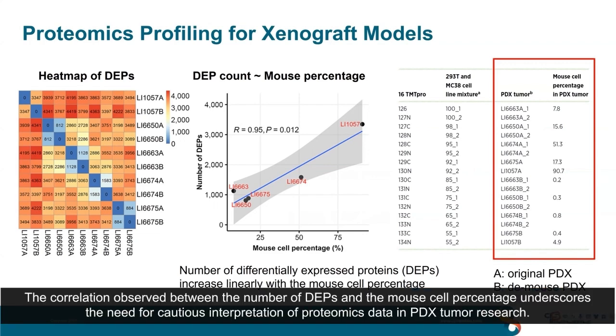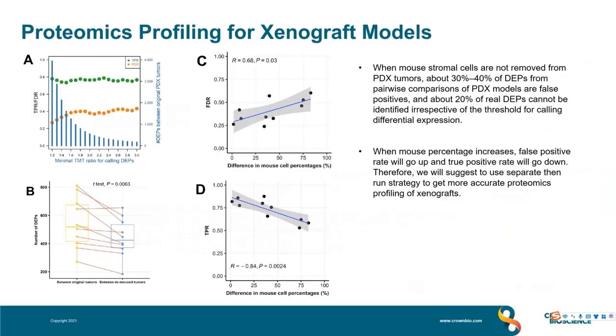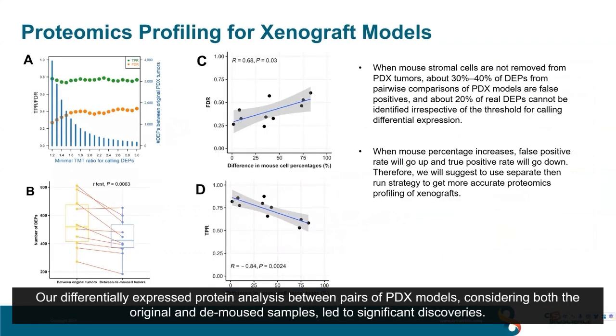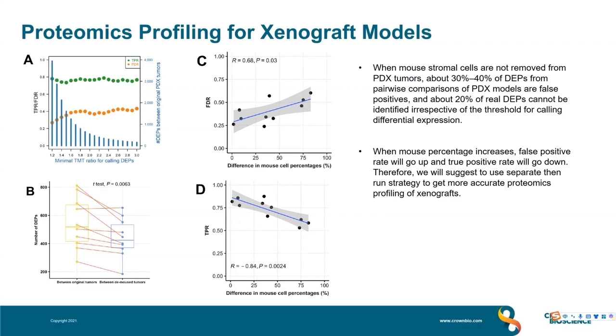The correlation observed between the number of DEPs and the mouse cell percentage underscores the need for cautious interpretation of proteomics data in PDX tumor research. Our differentially expressed protein analysis between paired PDX models, considering both the original and demoused samples, led to significant discoveries.